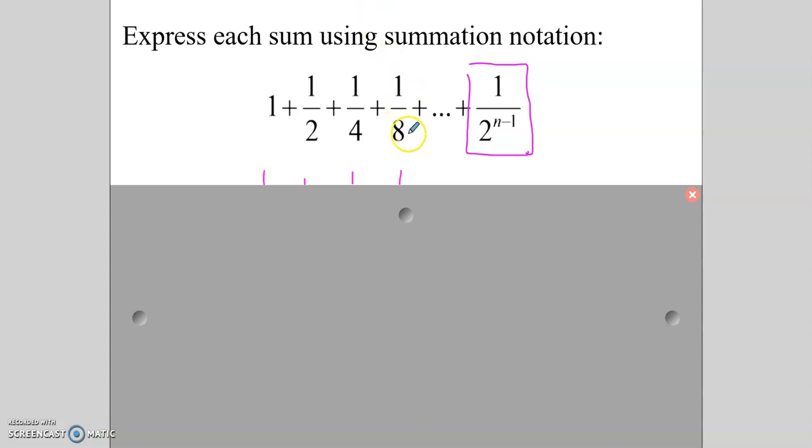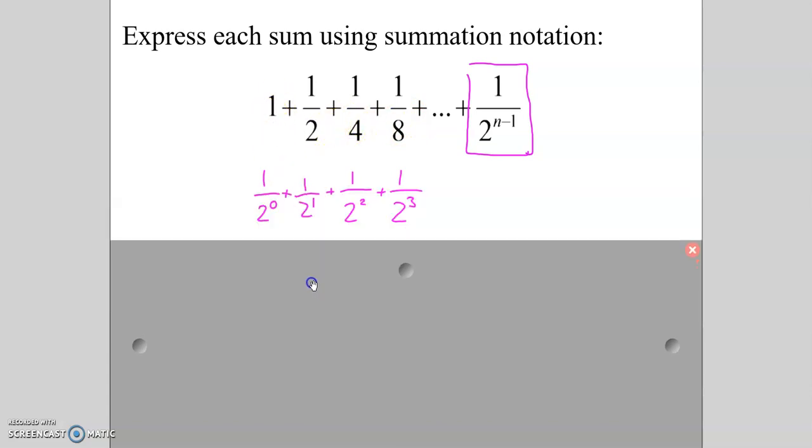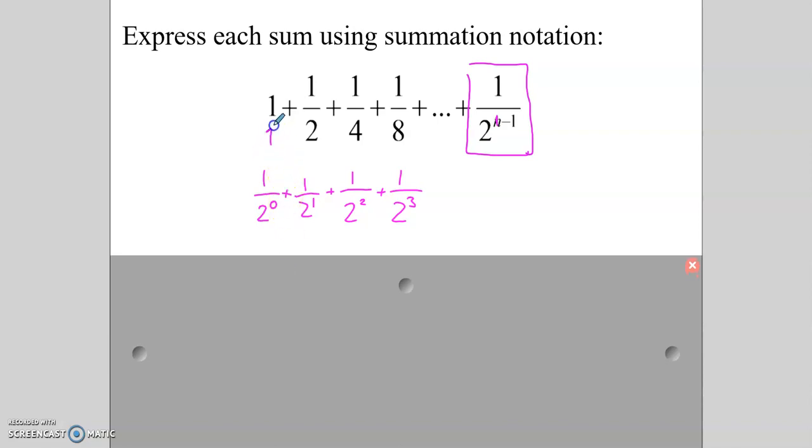All right, so what do I mean by that? Well, take a look at this. Let's start with this first one. If I plug in a 1 here, I will get 1 over 2 to the power of 1 minus 1, which would be 1 over 2 to the 0th power, which is just 1. If I plug in a 2 here, that's 1 over 2 to the 2 minus 1, which is 1. So 1 over 2 to the first power, which would be 1/2. If I plug in a 3 here, I get 1 over 2 squared, which is 1/4. If I plug in a 4 here, I get 1 over 2 cubed, which is 1/8. This is the formula that generates this series.